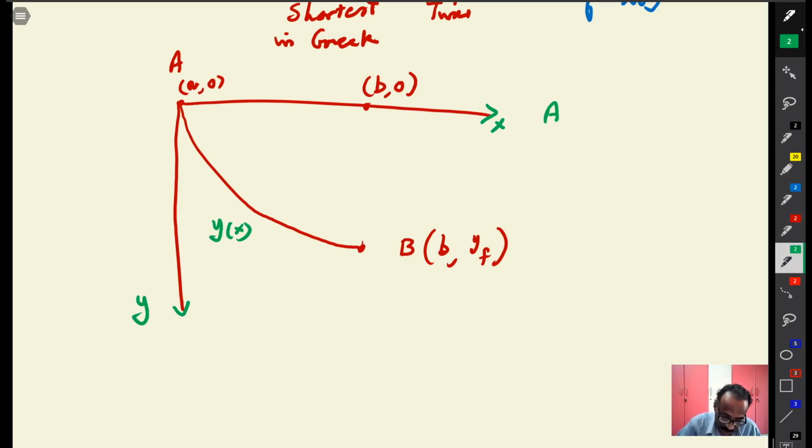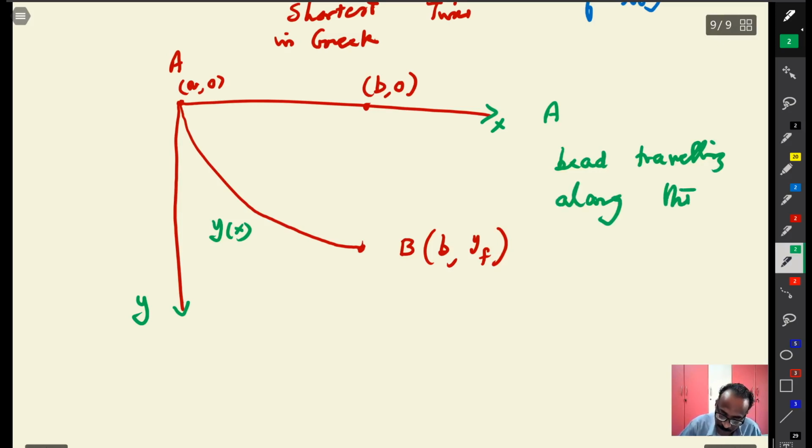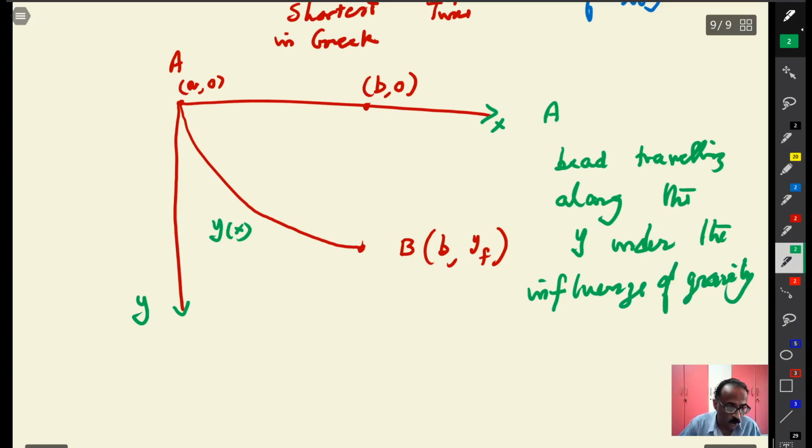So let me quickly write down. A bead is traveling along this curve y under the only influence of gravity. No other force is acting. Okay, so it is only moving downward.